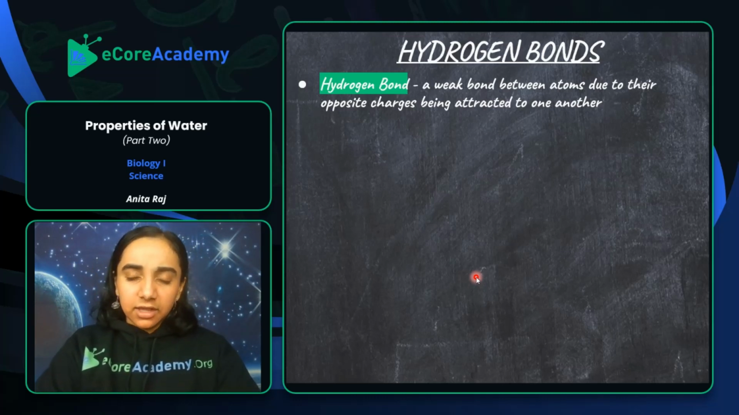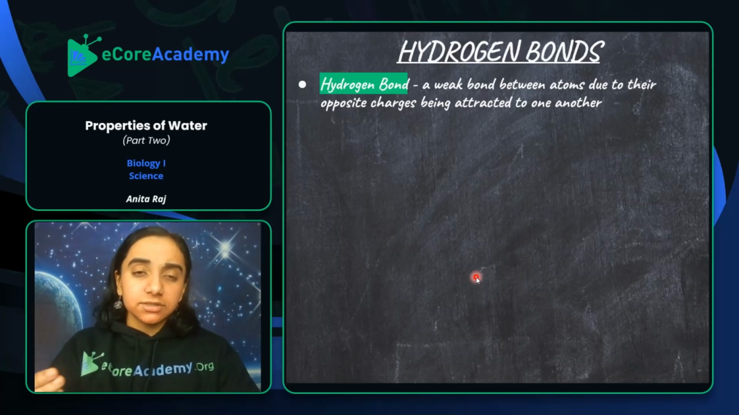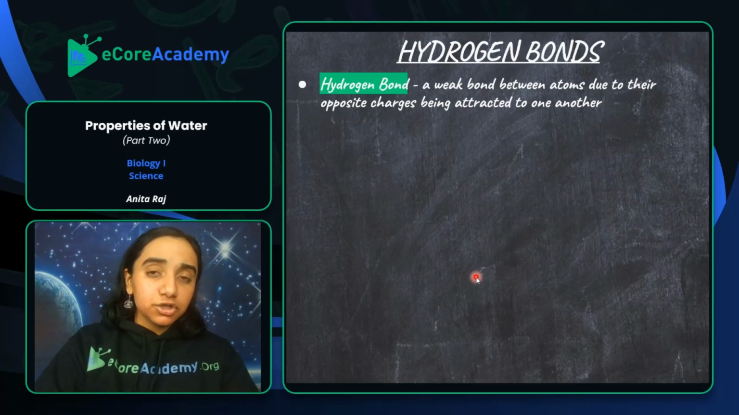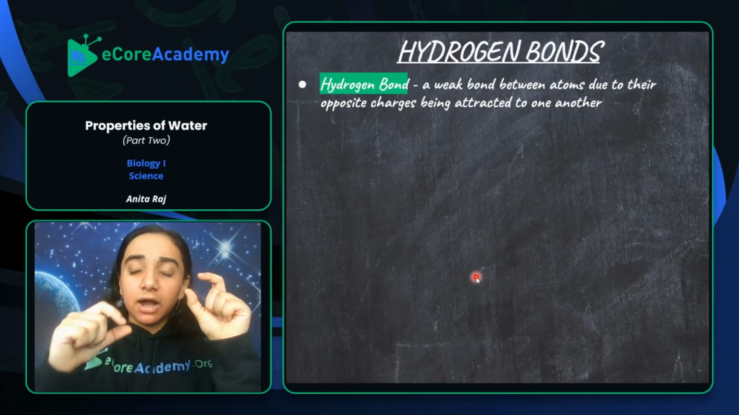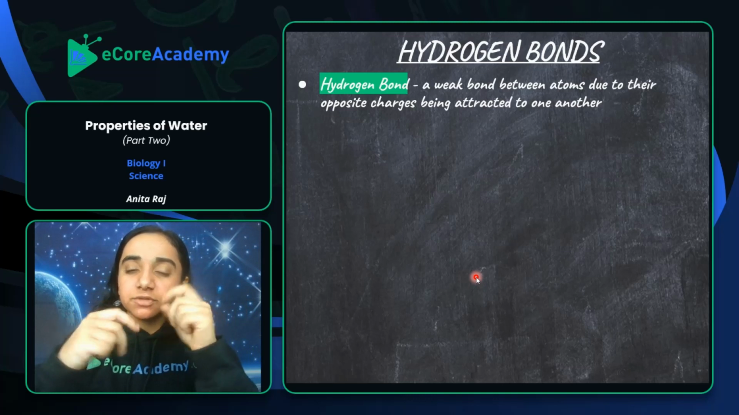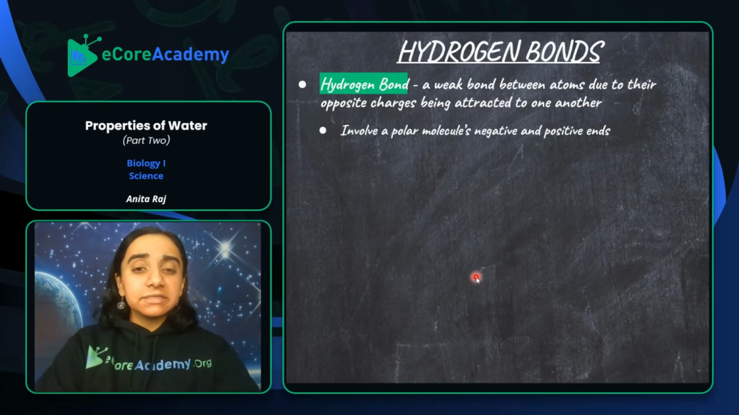So that being said, if we look at how that plays a role between two different water molecules being attracted to one another, what happens is a hydrogen bond will form between the hydrogen of one water molecule and the oxygen of another water molecule because, like we said, oxygen is partially negative, hydrogen is partially positive. So the hydrogen atom of one water molecule is going to be attracted to the oxygen atom of another water molecule. That will be a brief interaction, which we call a hydrogen bond because of their opposite charges. So, like we said, they involve a polar molecule's negative and positive ends.